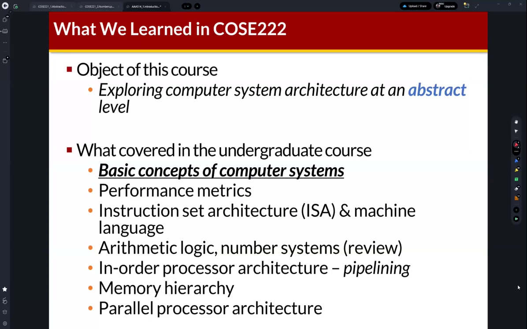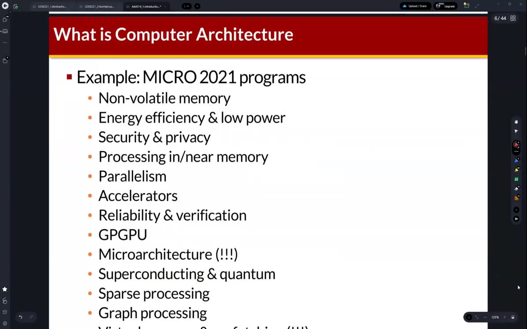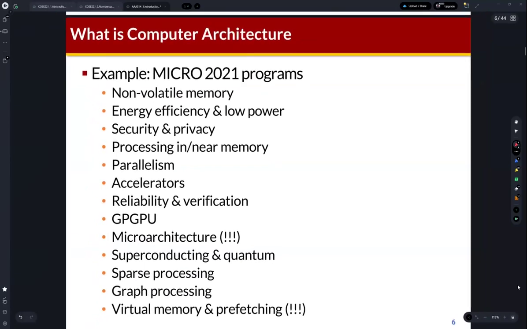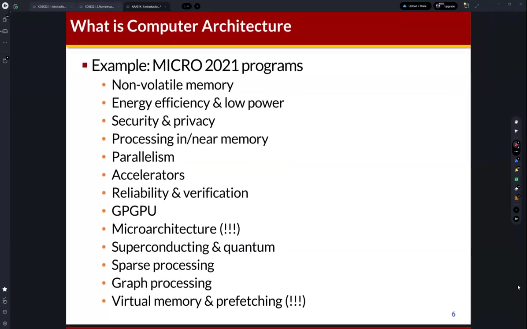But let's see some recent research topics in computer architecture. So I just released the session names of MICRO 2021. So you can find so many different topics on computer architecture. MICRO is the top-tier computer architecture conference.